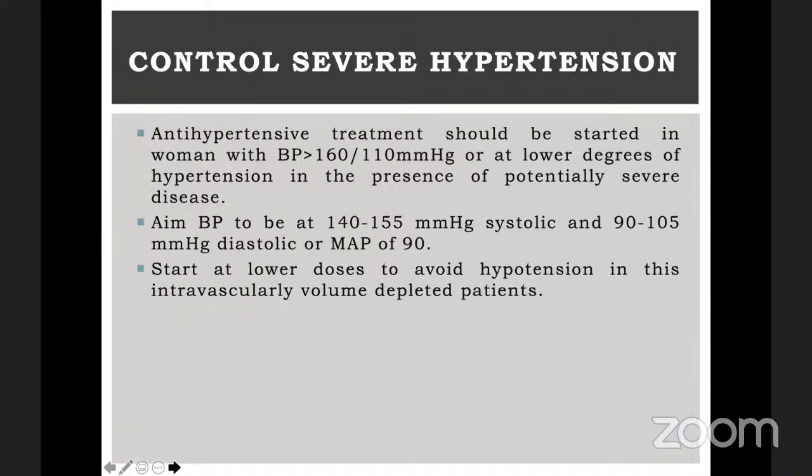Control severe hypertension. Antihypertensive treatment should be started in women with BP greater than 160 by 110 mmHg, or at lower degrees of hypertension in the presence of potentially severe disease. Aim BP to be at 140 to 155 mmHg systolic and 90 to 105 mmHg diastolic, or a MAP of 90. Start at lower doses to avoid hypotension in these intravascularly volume depleted patients.